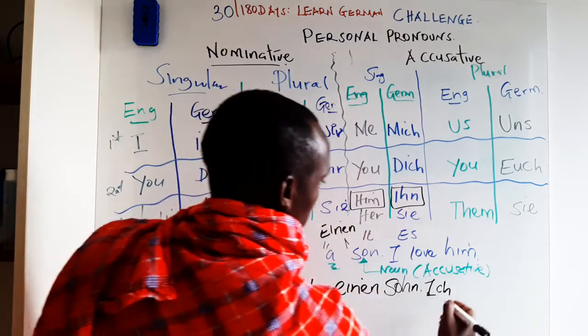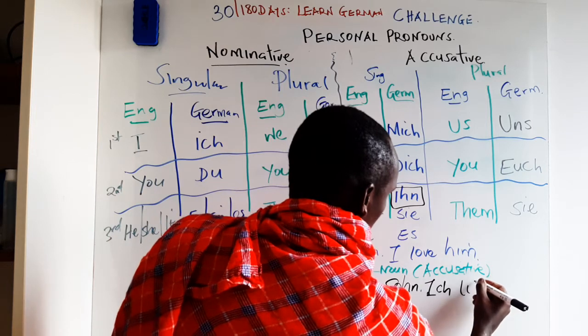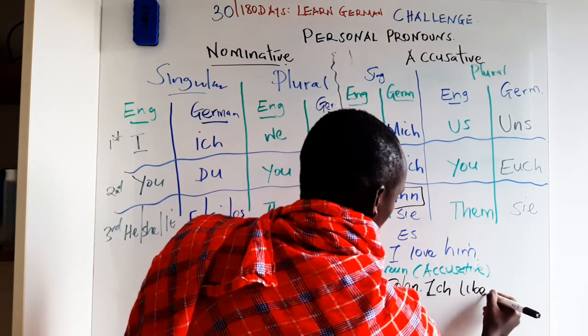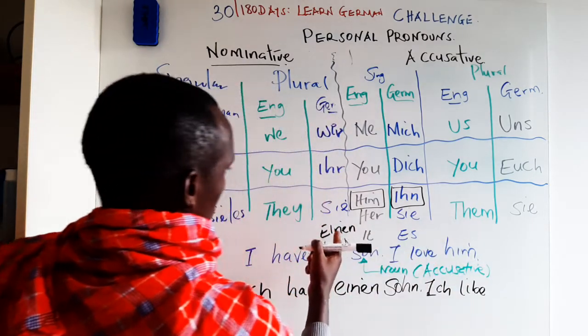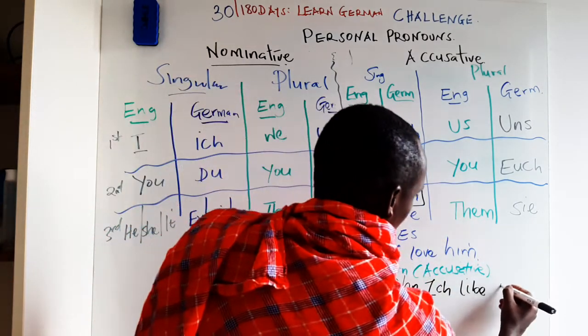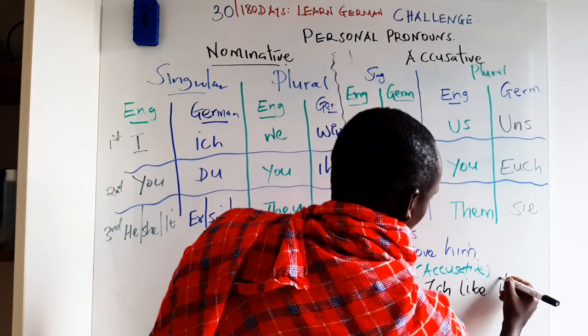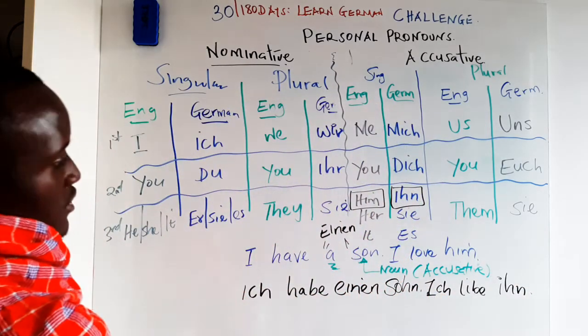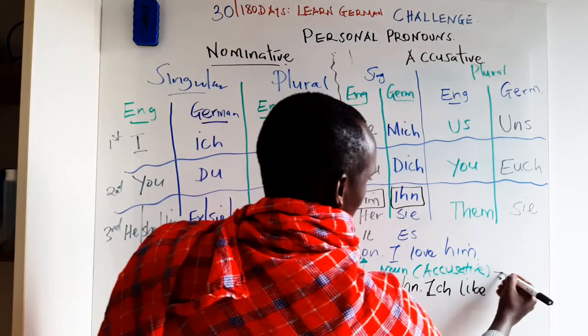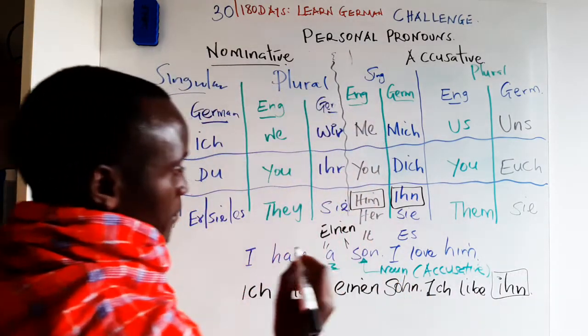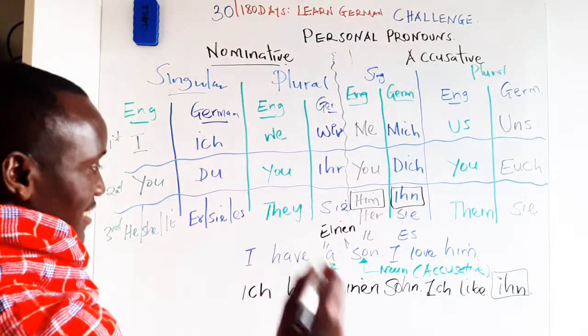Ich love, liebe, ich liebe ihn. Good. So you can create more examples once you understand the position of the pronoun in a sentence.